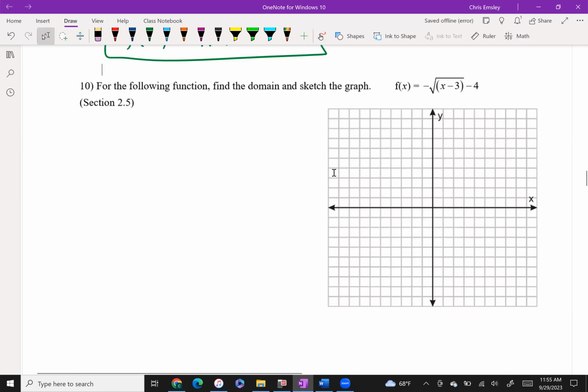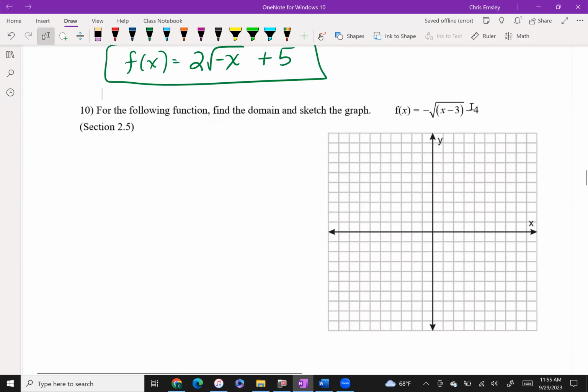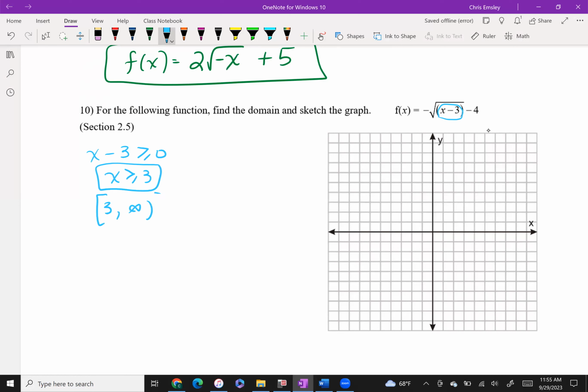Still within transformations, now we want to find the domain of this function, and then we want to sketch the graph. So let's start with the domain. Similar to our last domain question, we do have a square root here. So like I said before, we have to make sure this expression under the radical is not negative, because if it were negative, it would be undefined. So x minus 3 has to be greater than or equal to 0. We add that 3, means x is greater than or equal to 3. Inequality notation, interval notation. It doesn't say which one we have to do here, so I'd say either is okay.